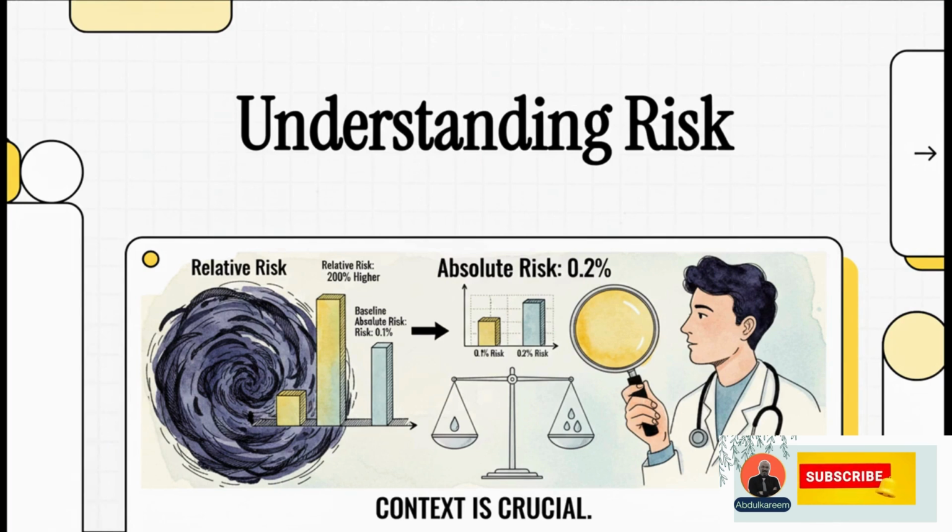You've got increased risk, decreased risk, risk ratios. It can feel like a whole other language. So in this explainer, we're going to break down what all this stuff actually means so you can look at a study and know exactly what it's telling you. All right, let's get into it.